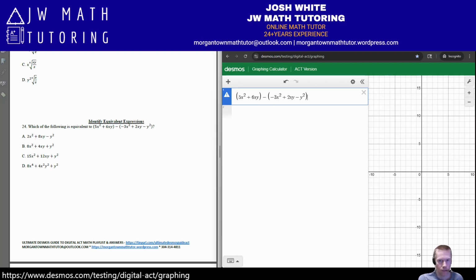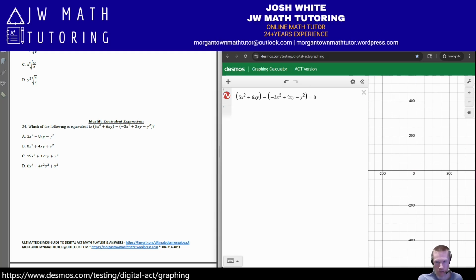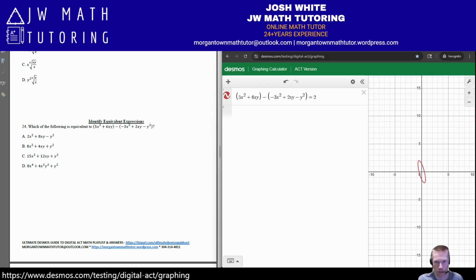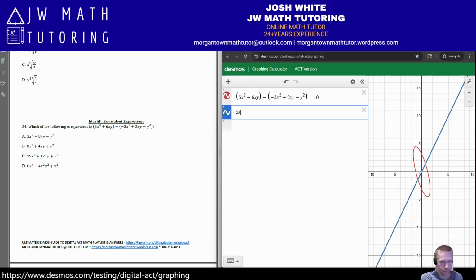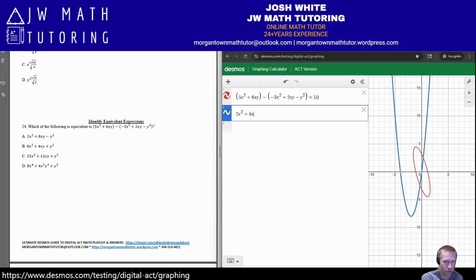So if you want to use the graphing approach on this, technically what you have to do is set it equal to 0 or some number. Now, did we actually get anything here? No. Okay, let's set it equal to 10. Oh, I'm zoomed way out. Sorry. Let me zoom back in. Okay, notice we get this weird looking kind of slanted ellipse right here. So now we can go ahead and use the graphing approach.